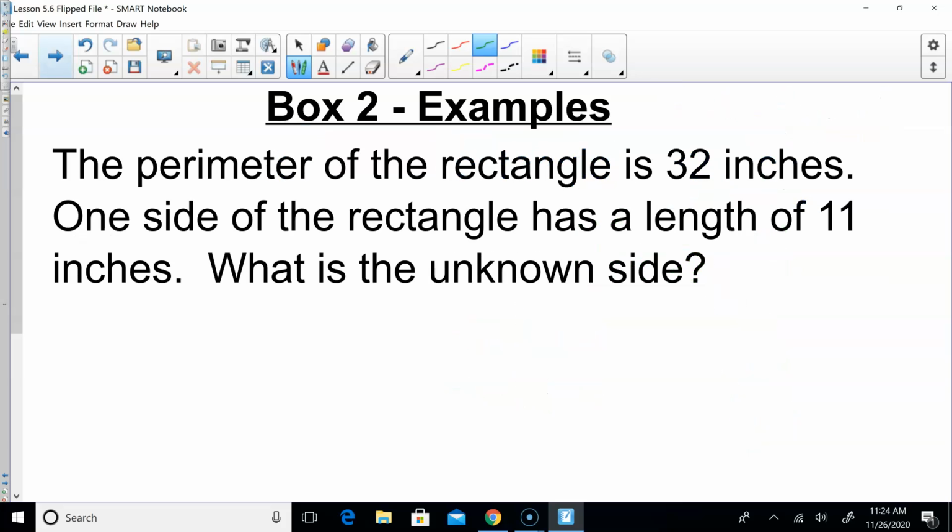So we have a word problem right now. The perimeter of a rectangle is 32 inches. One side of the rectangle has a length of 11 inches. What is the unknown side? Whew. I think I liked it better when there was a drawing, but we got this. We got this figured out, don't we?